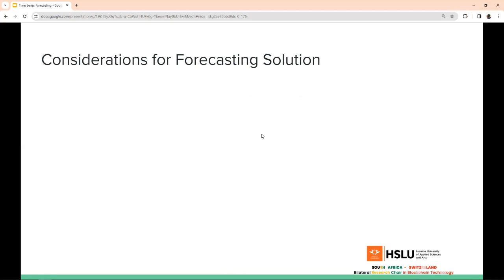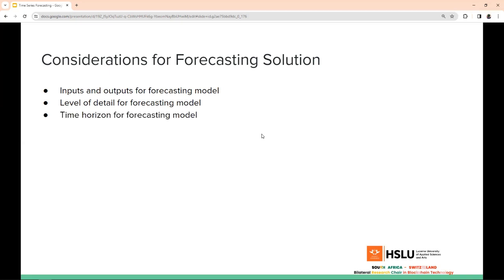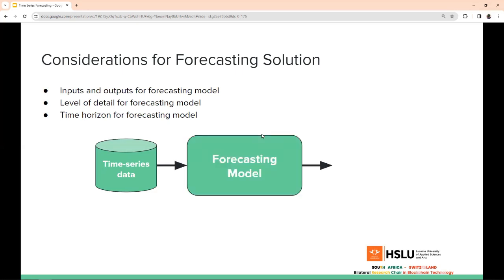All right, considerations for forecasting solutions. The inputs and outputs for your forecasting model. That's essentially: what is the data that I have at my disposal, and what am I trying to predict, which is your output? And when I say output, what is the time horizon you are looking at? Is it next quarter, hourly, daily, or weekly? You have to take those into consideration. The level of detail for your forecasting is important as well. That is essentially how the process goes: you have your time series data, you feed that into a forecasting model, and that predicts future values.